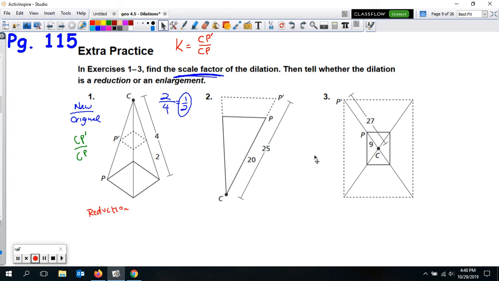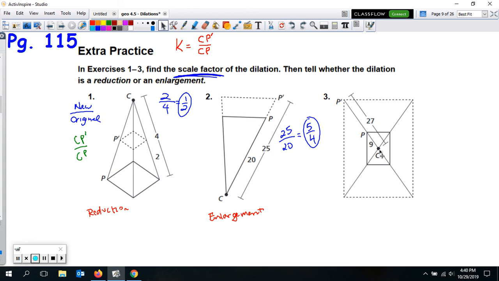All right, so hopefully you've done these two. You got the scale factor, and you also wrote down if it's an enlargement or a reduction. So for number 2, our C to P prime, that's all the way down here to the corner, is 25. C to P is 20. So it's going to be 25 over 20, which we reduce here. We want to reduce that by 5 on top and bottom. So that's going to be 5/4 for our scale factor, which is more than 1, so it should be an enlargement, which it is, because the original here is smaller, the new one is going to be the bigger one. So that's definitely an enlargement.